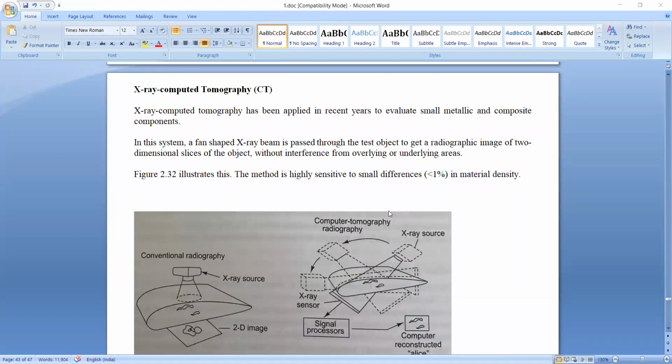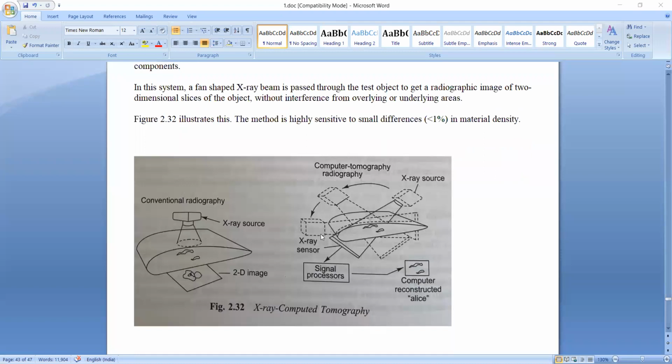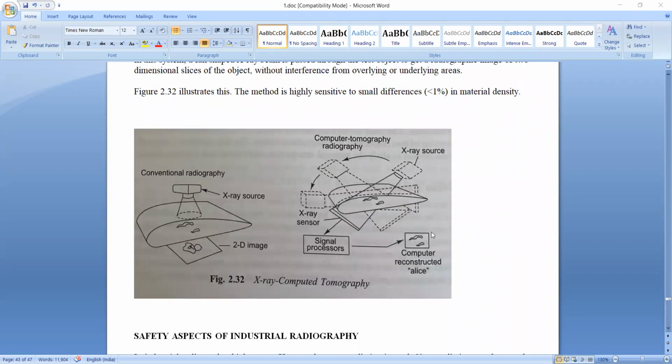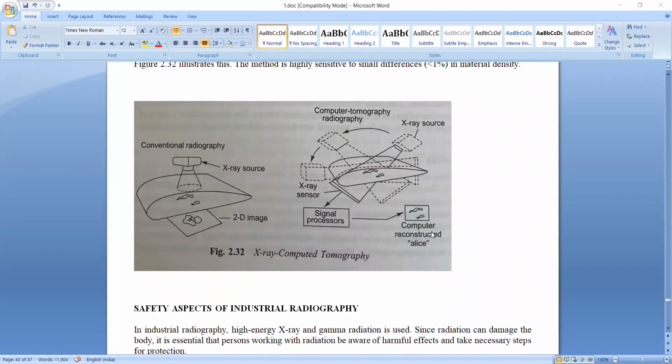Okay, computed tomography. That is the benefit of X-ray computed tomography. Here the only thing is that a fan type X-ray beam is used. Fan type means the beam is rotating around the object in all directions. Here we have sensors and processors for easily finding the defects in this product. This is the costliest one, but where we need precise testing, we go for computed tomography.